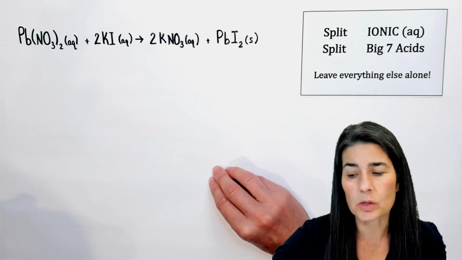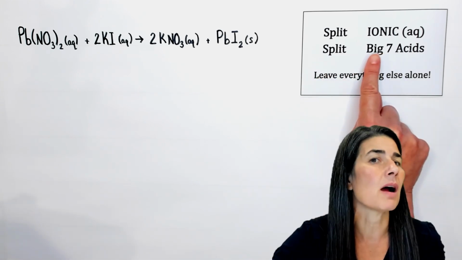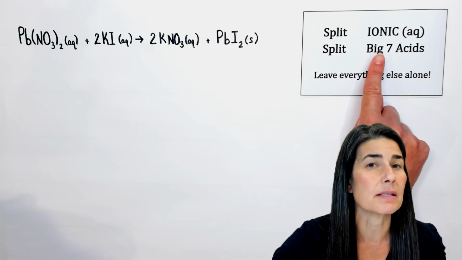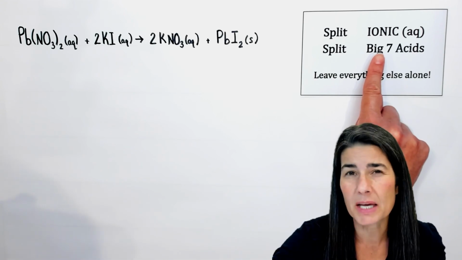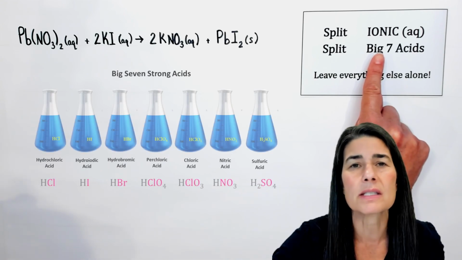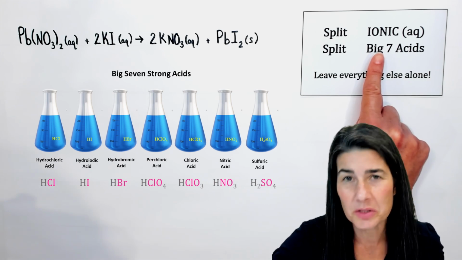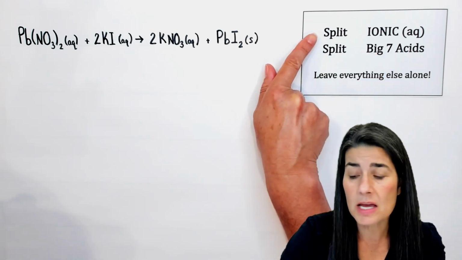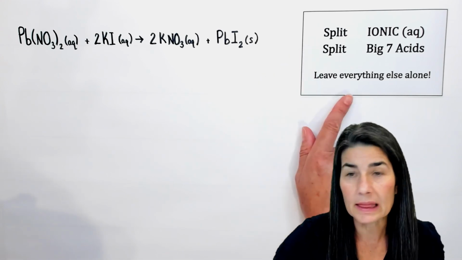The second rule is that we're going to split any acids that we deem are Big 7 strong acids. We're going to know it's an acid because it starts with H. We'll know it's a strong acid, a Big 7 acid, if it's one of the 7 on our list of strong acids: HCl, HBr, HI, HClO4, HNO3, H2SO4. So, if it's ionic with an (aq) or a Big 7 acid, split it. Otherwise, we leave it alone.